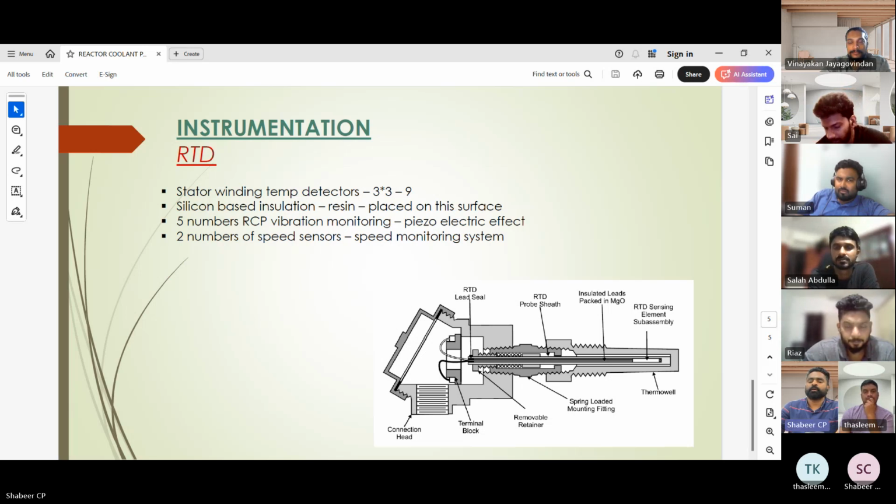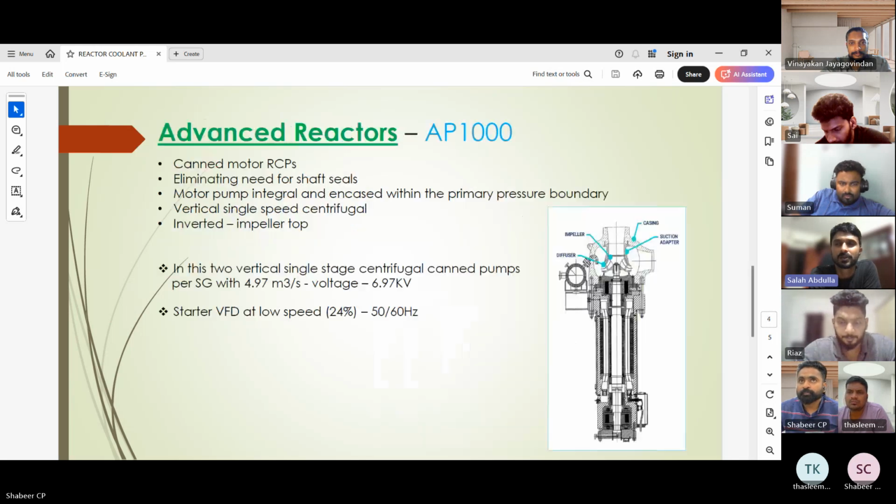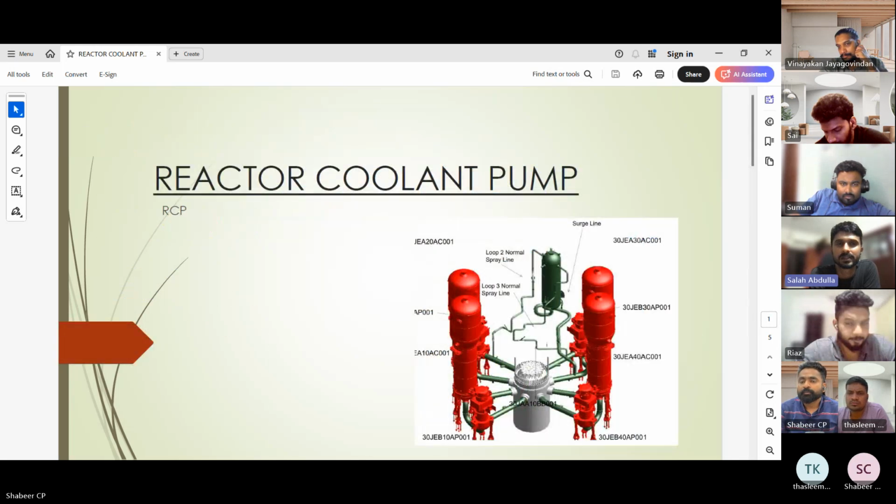If you have any doubts, you can ask. Otherwise, we can move on. Salah Taslim, mechanical team, is there any further question related to the four loop reactor? If one of the pumps is damaged or not working, how will we manage, so that the output of the reactor is maintained? How will we manage that kind of situation?